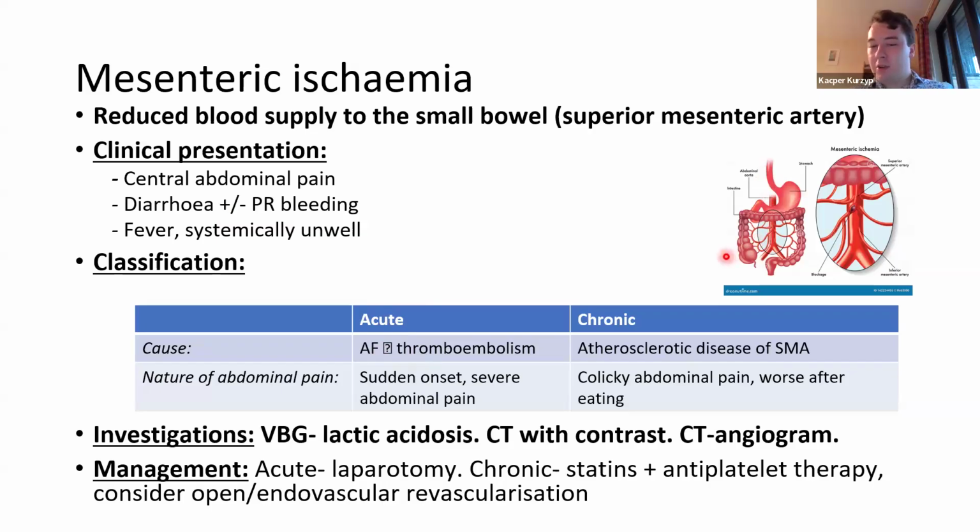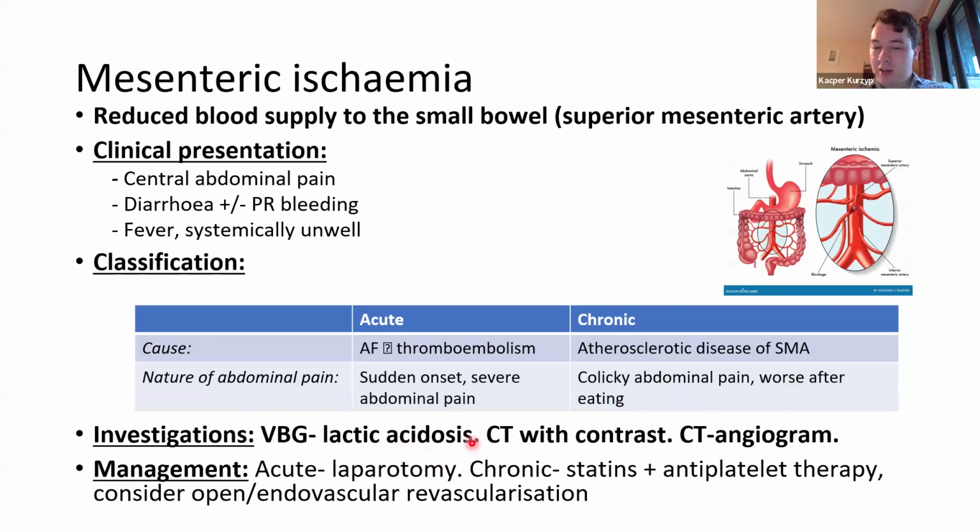Now there may be an element of chronic mesenteric ischemia, and this is your vasculopath who has atherosclerosis, and atherosclerosis can affect the SMA as well, and the pain tends to be more colicky, worse after eating, because the bowel needs good blood supply, good oxygen for peristalsis and for the absorption of nutrients, and it's not getting that, so you have increased metabolic demand with insufficient vasculature, so you get a gut claudication.